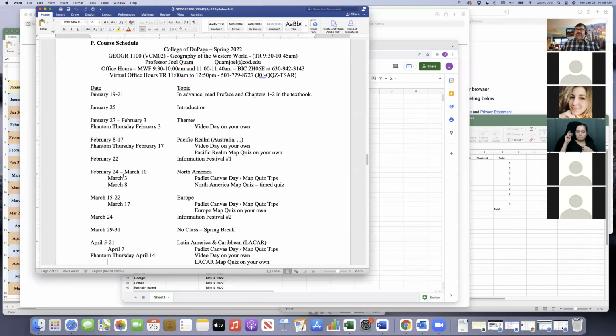Okay, so on March 3rd, indeed, map quiz tips for North America. But also on March 3rd, Padlet Canvas Day. So for your first Padlet Canvas, all of you are going to choose a US state or Canadian province or territory for this project.